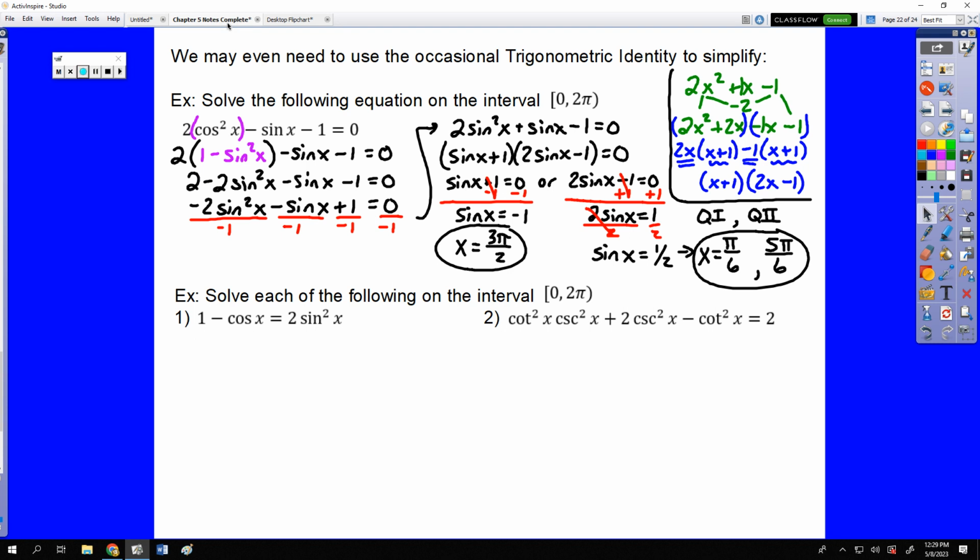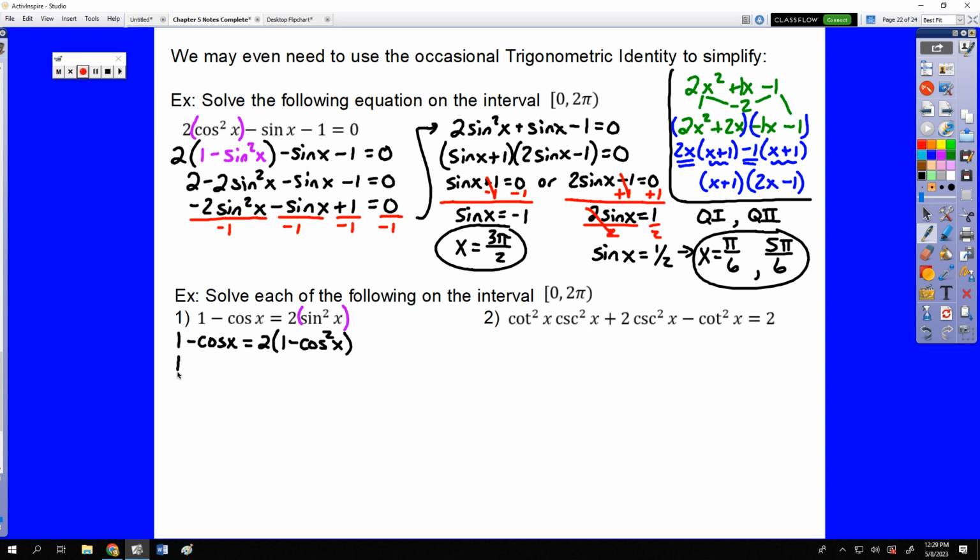Okay, next example there, we're looking at sine squared is already isolated, so let's go ahead and replace sine squared with its Pythagorean identity equivalent. So everything else will stay the same. I'm just going to replace sine squared with 1 minus cosine squared.